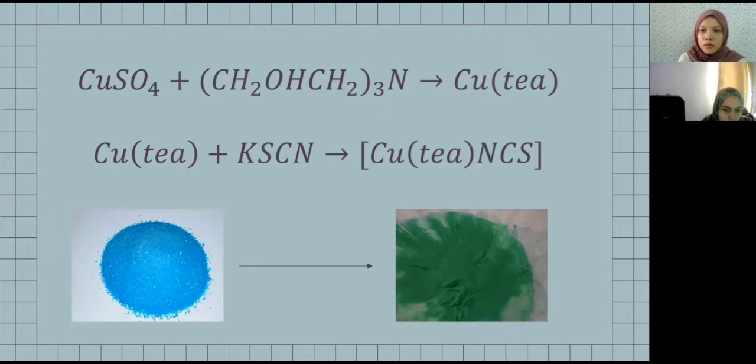And next, we know that the copper sulfate is blue in color and it will produce a green crystal, which is the copper 2 triethanolamine thiocyanate compound. Next.